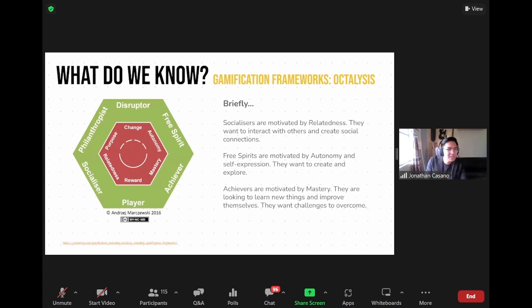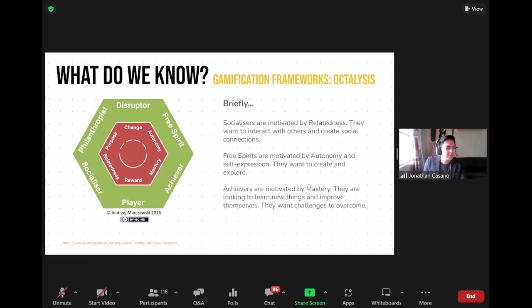types. Socializers are motivated by relatedness. So my overlap, I think these are the hearts in Bartle's player types. We also have students who are free spirits that are motivated by autonomy and self-expression. They want to create, they want to explore. Achievers are motivated by mastery. They are there to learn new things and improve themselves.